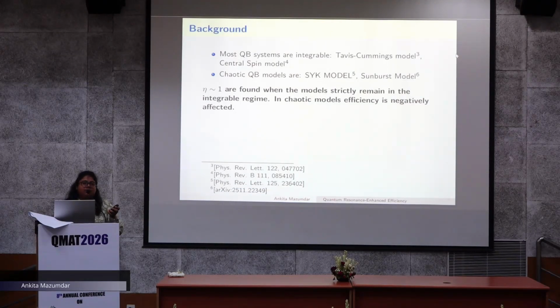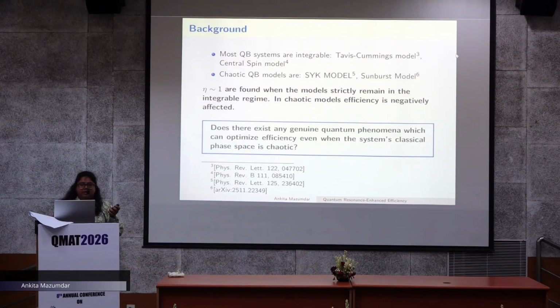So the background is, let us now discuss what is the relevance of this work. It was thoroughly argued that systems which exhibit unit efficiency must remain in the near-integrable or integrable regime, and this is argued in the first PRL paper I have cited. Conversely, quantum chaos always affects the efficiency of a quantum battery negatively. So we want to pose a question: does there exist any genuine quantum mechanical phenomenon which can optimize efficiency even when the system's classical phase space is completely chaotic?